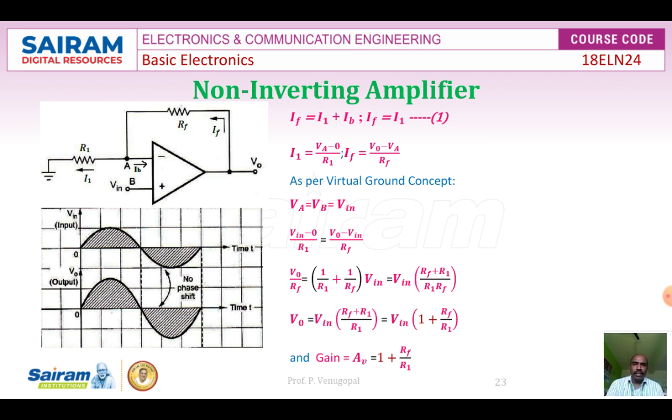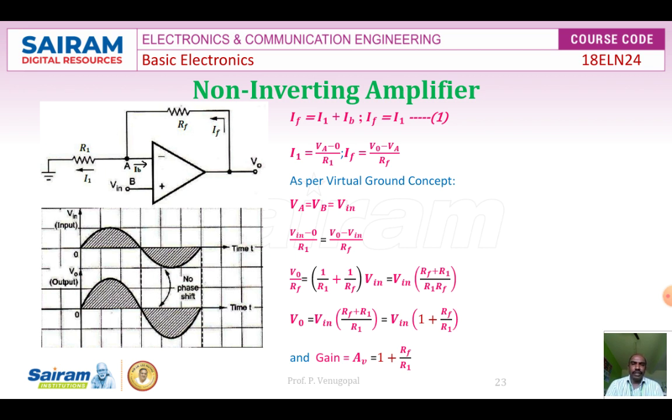If you apply KVL to the output loop, you will get (V0 minus VA) divided by RF is equal to IF. Is it right? As per the virtual ground concept, VA is equal to VB is equal to Vin. Substitute Vin in place of VA. You will get IF is equal to (V0 minus Vin) by RF. Then what about I1? To find the current I1, apply KVL to the loop containing the node A and ground. We will get (VA minus 0) divided by R1 is the current I1.